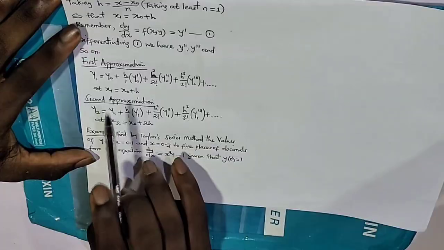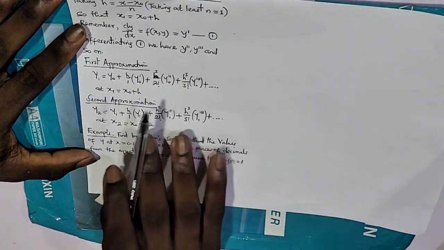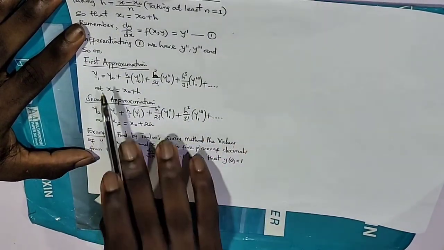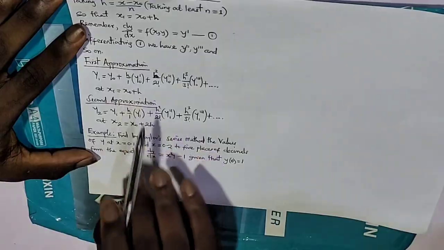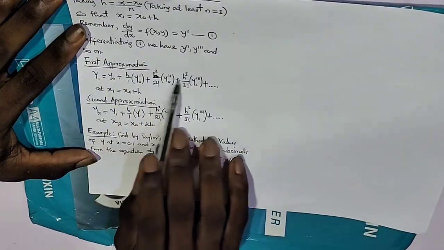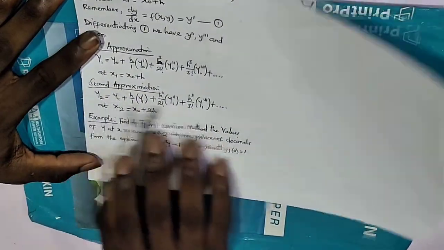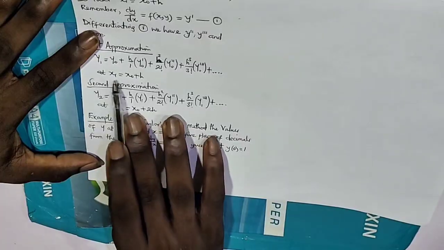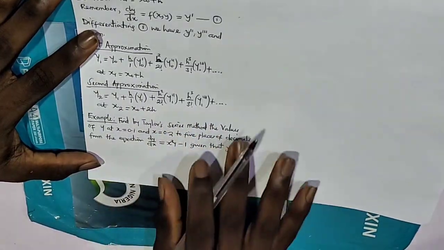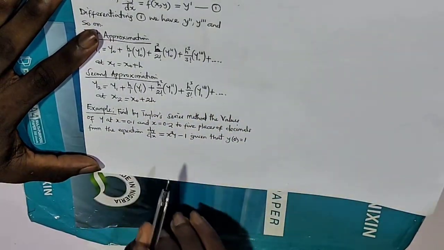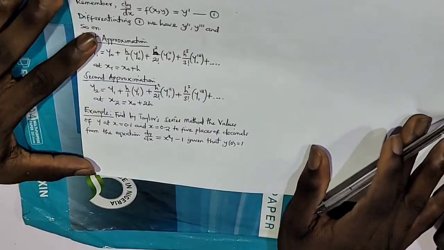The formula guiding Taylor series is provided below for two step numbers, first approximation and second approximation, and you can see the boundary conditions. So we have an example here, and we'll run through it very fast.